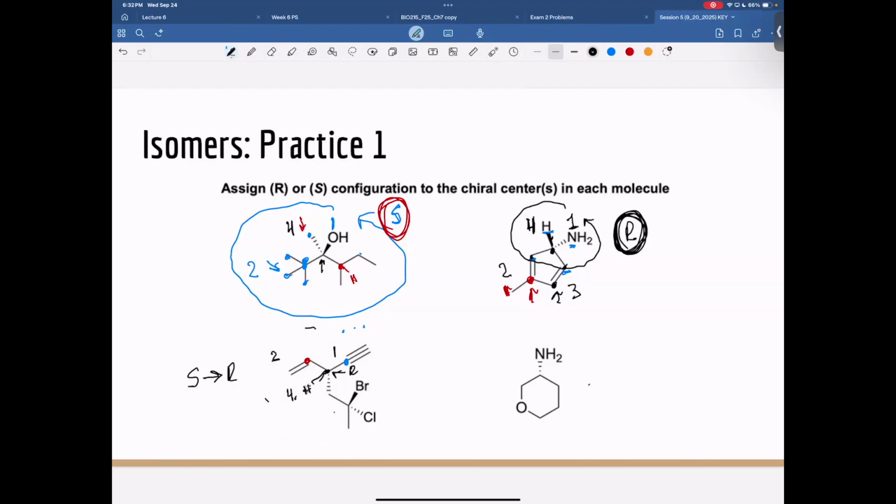Next, we're going to look at this stereo center right here. So we have a bromine, chlorine, and then 2 carbons. We have this carbon and we have this red carbon. To compare bromine and chlorine, we look at which one has the higher atomic number. So we're looking at the periodic table. Bromine has a higher atomic number. It's bigger. So that gets our 1. Chlorine will get 2 because it has a higher atomic number than both carbons.